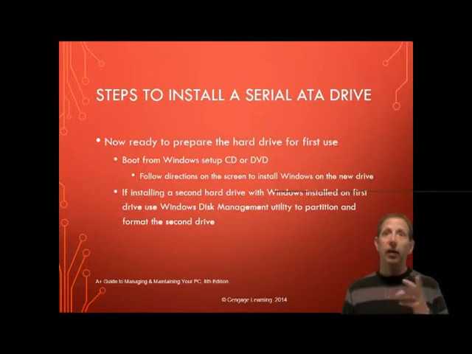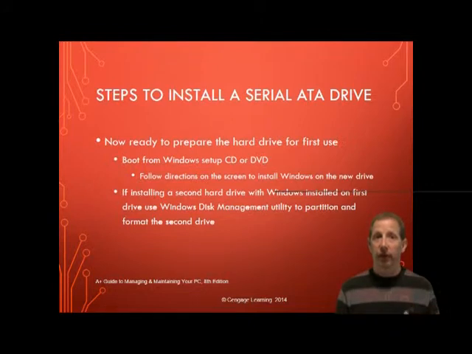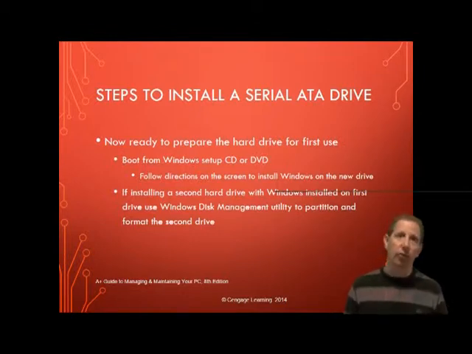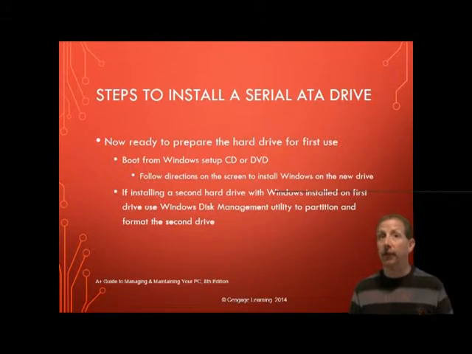If you're installing a new hard drive in a system that is to be used with a Windows installation, boot from the Windows Setup DVD and follow the directions on the screen to install Windows on the new hard drive. If you're installing a second hard drive in a system that already has Windows installed on the first hard drive, you can use the disk management utility in Windows to prepare the drive for first use by partitioning and formatting that drive.